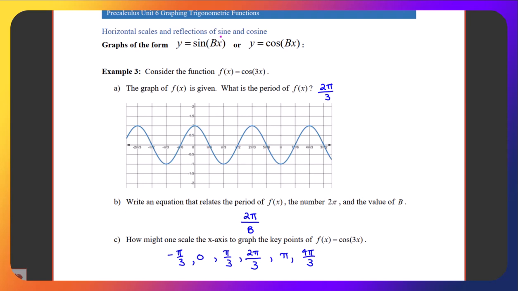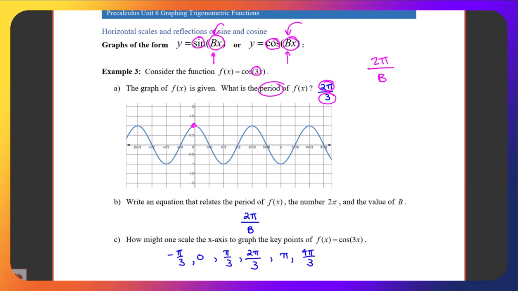So remember, if there's a number inside the function next to the x, then we do the opposite. So if I'm going to multiply by b, I'm actually going to divide by b. We're going to shrink the graph. So the period normally is 2 pi. Since b is being multiplied, but it's next to the x, we're going to shrink the period by b. And so in this case, we're going to take 2 pi and divide it by 3.